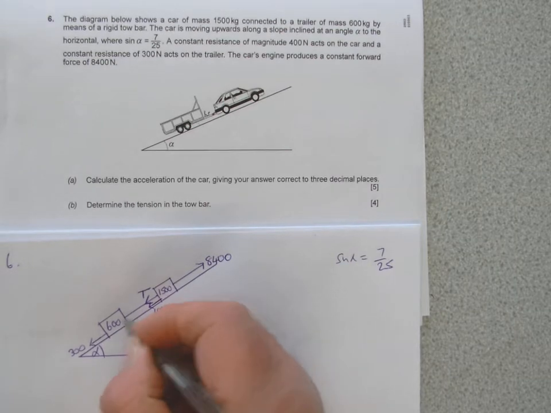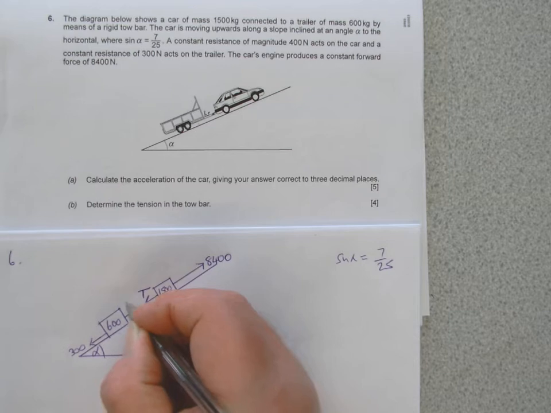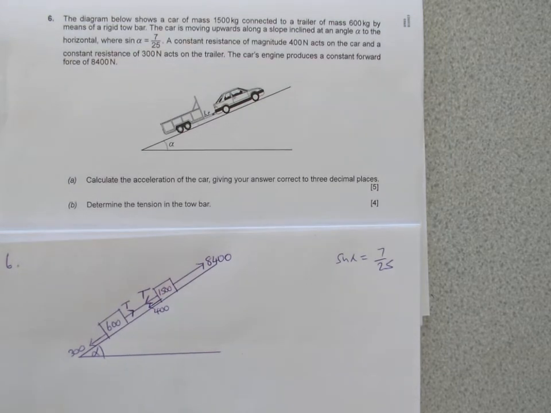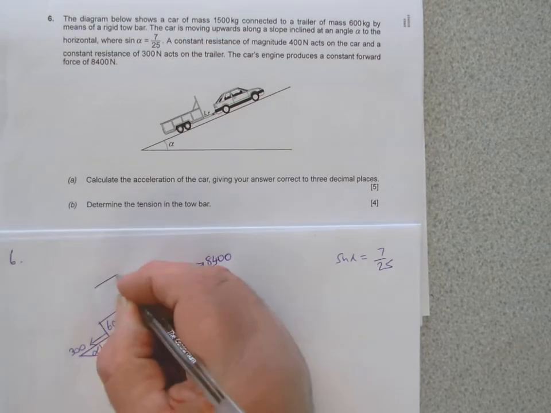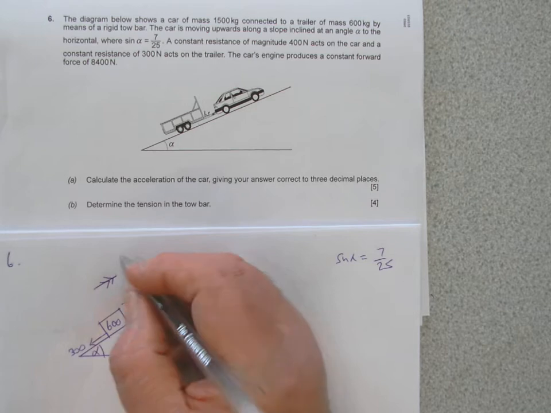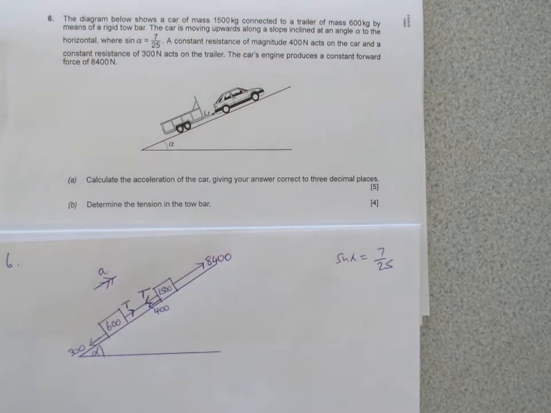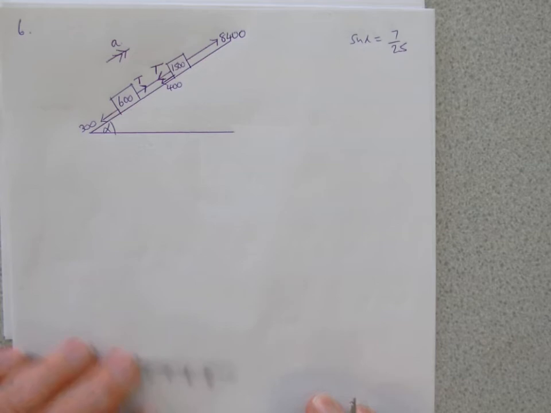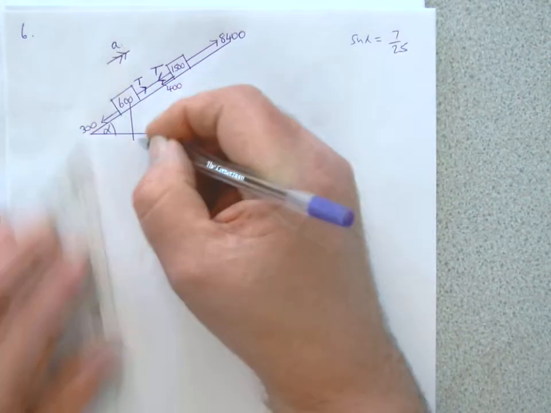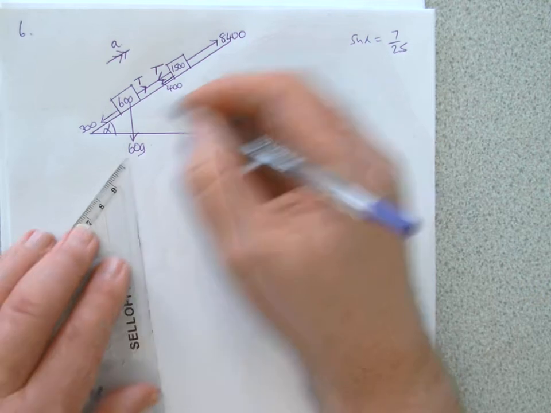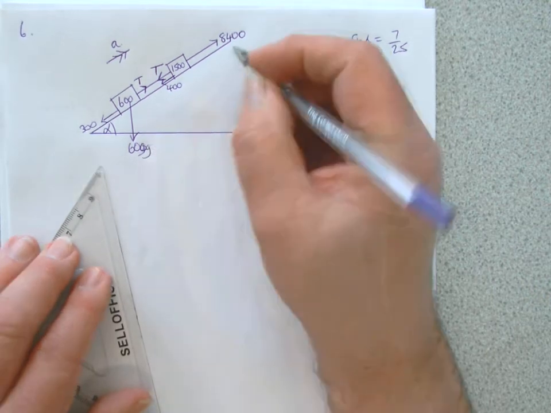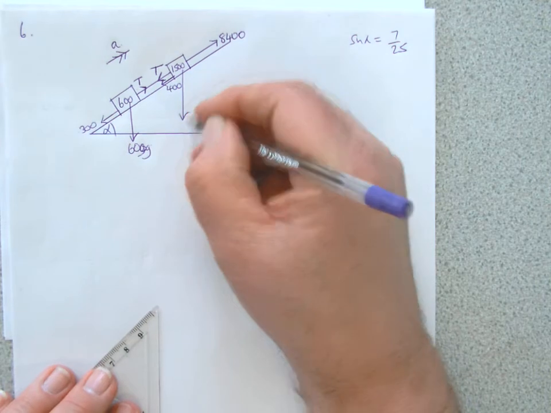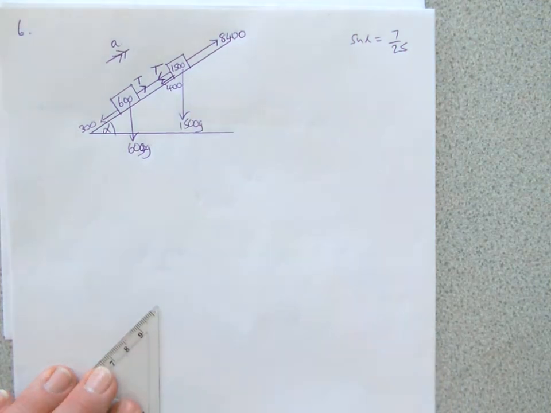There must be a tension pulling on the trailer as well. They're equal and opposite, and this is moving up with acceleration A. So that's my force diagram. Okay, there's the force diagram. Right, I'll put the weights in now. There's a 600G acting down. There's a 1,500G acting down there as well.